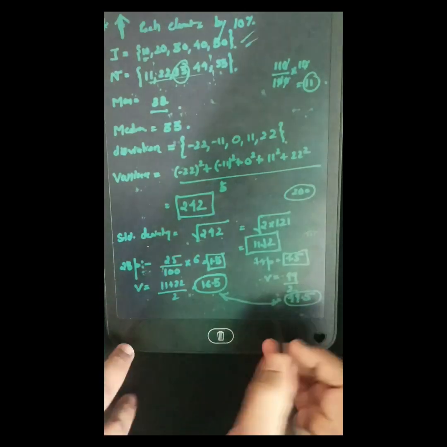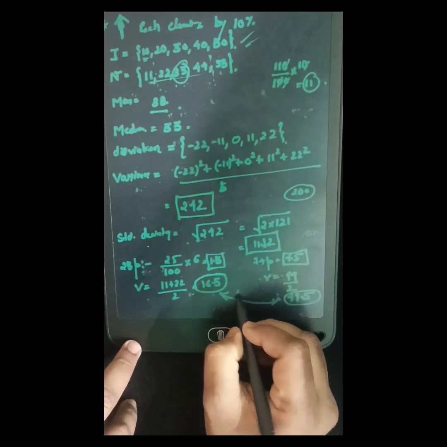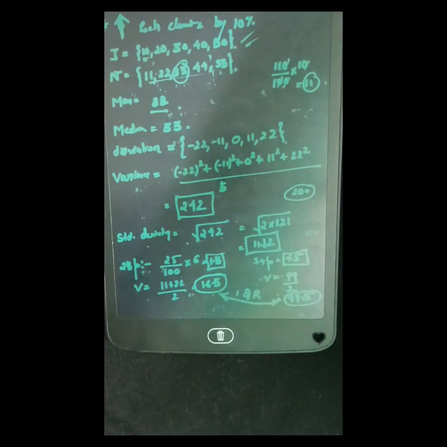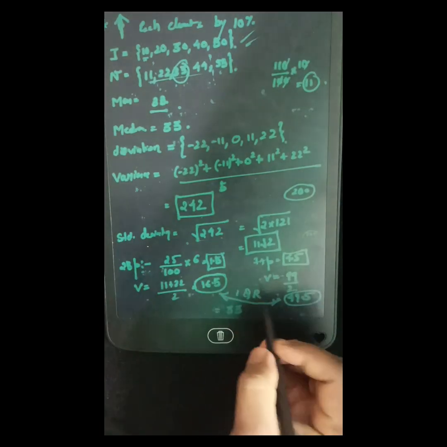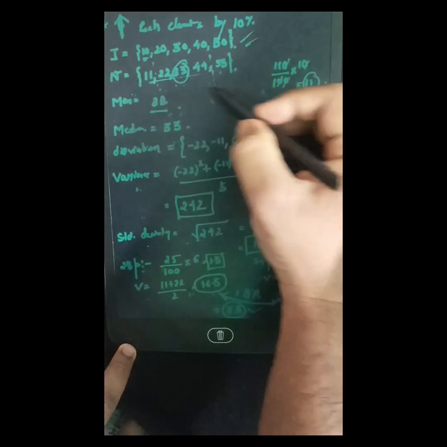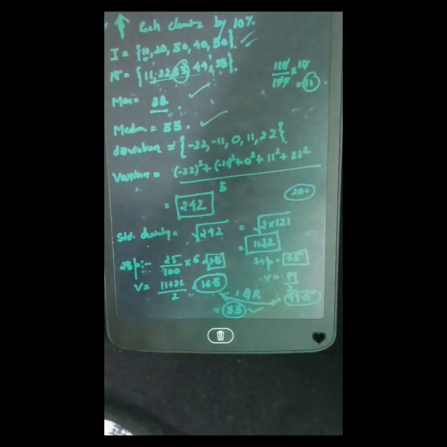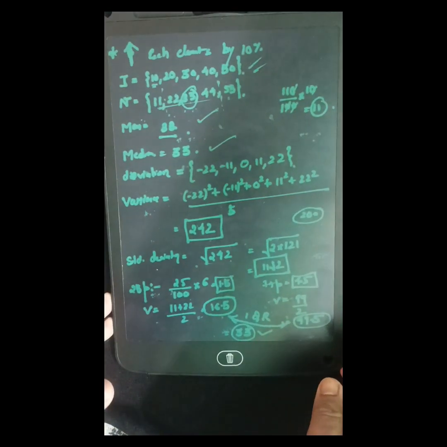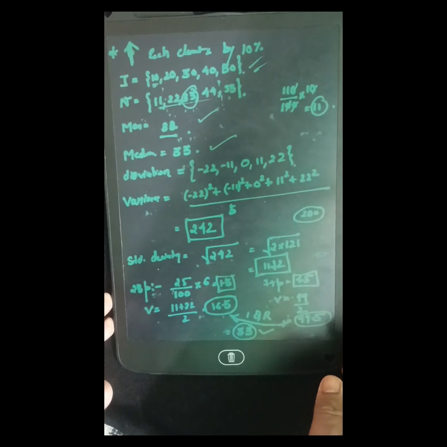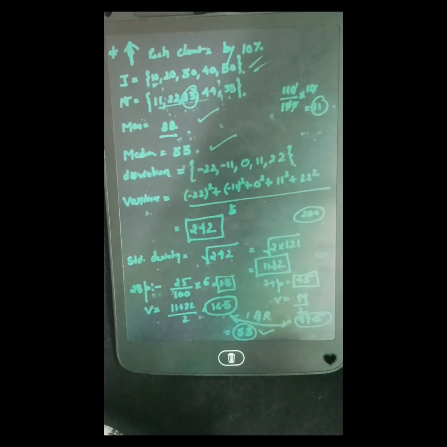Therefore the difference between these two comes out to be the interquartile range, which comes out to be 33, which is similar to the mean and median. Am I right? So please take a screenshot of this. Then we'll be moving on to another situation which we have.